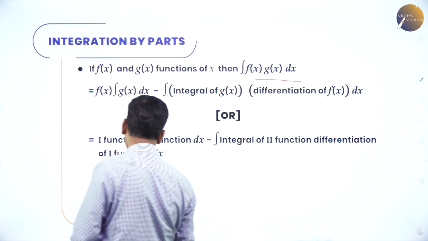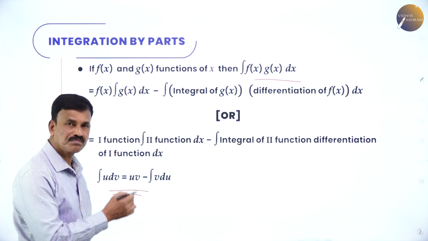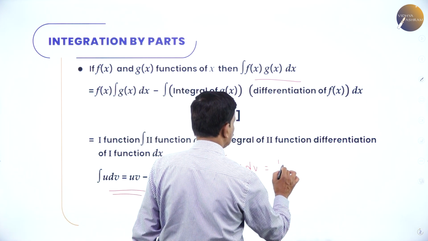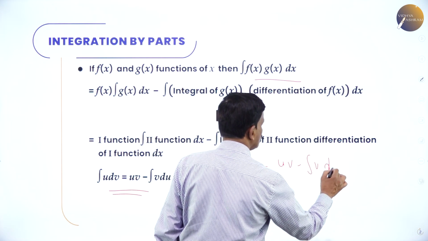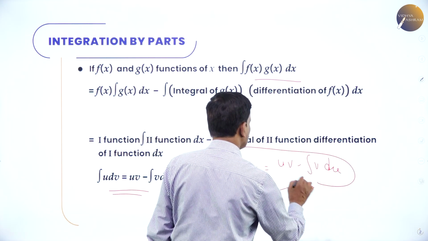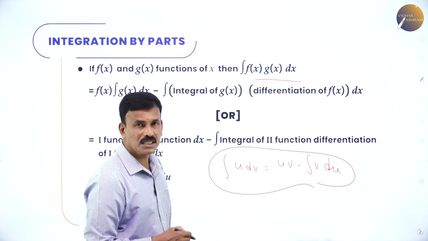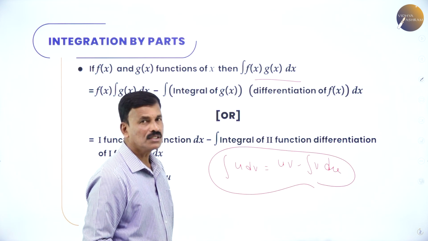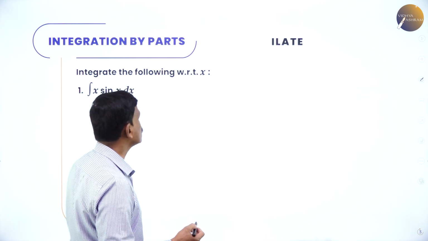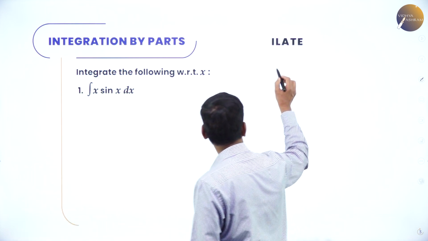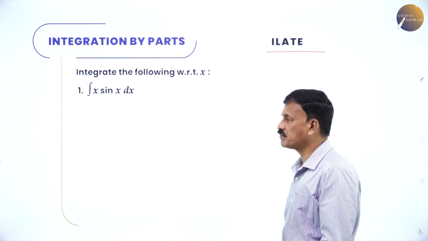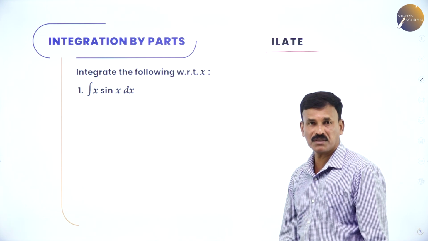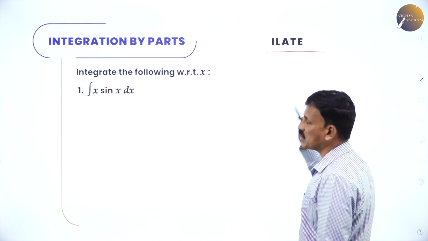So that is denoted as integral of u dv is equal to uv minus integral v du. That means first function into integral of second function minus integration of second function into differentiation of first function. Now let us take an example based on this. To apply integration by parts, we are going to make use of the ILATE function order, that is inverse function, logarithmic function, algebraic function, trigonometric functions, and exponential function.